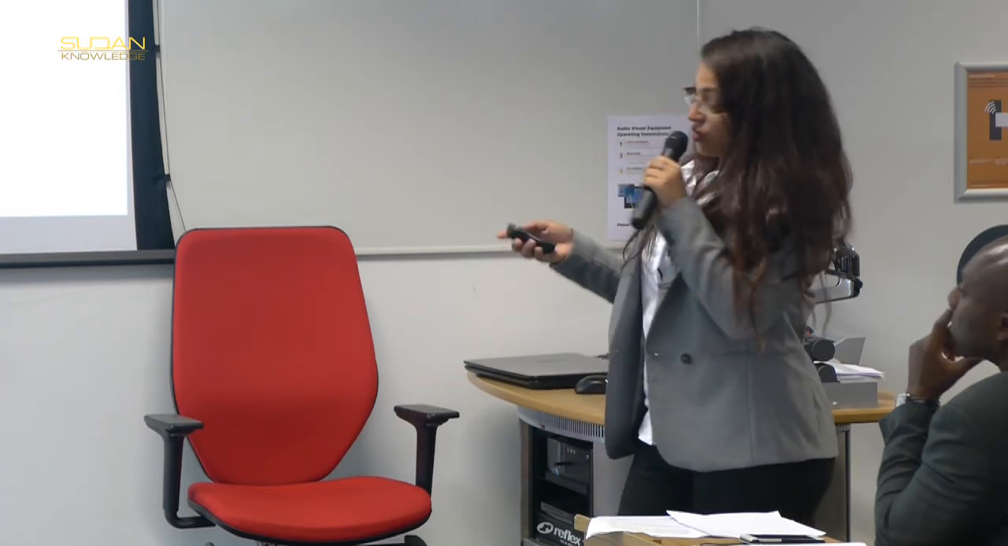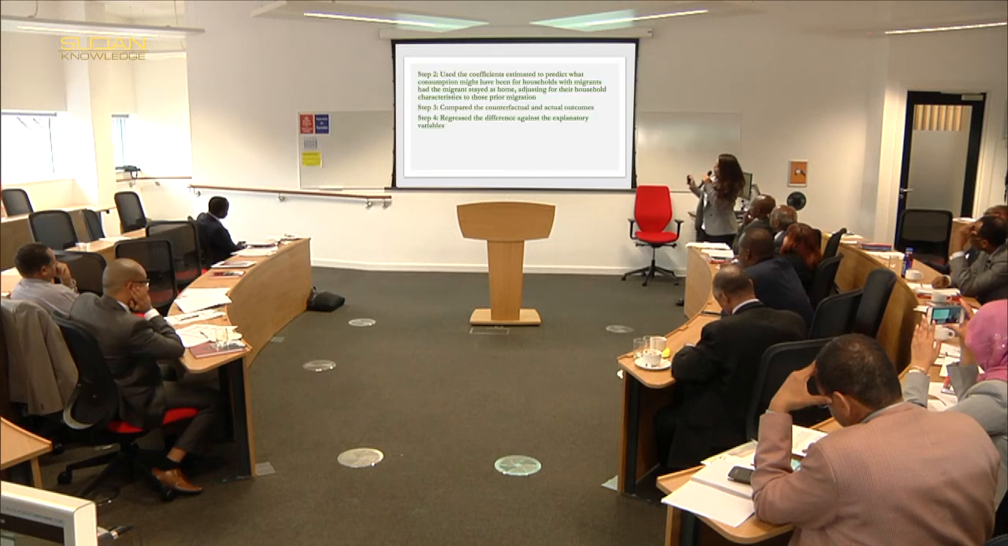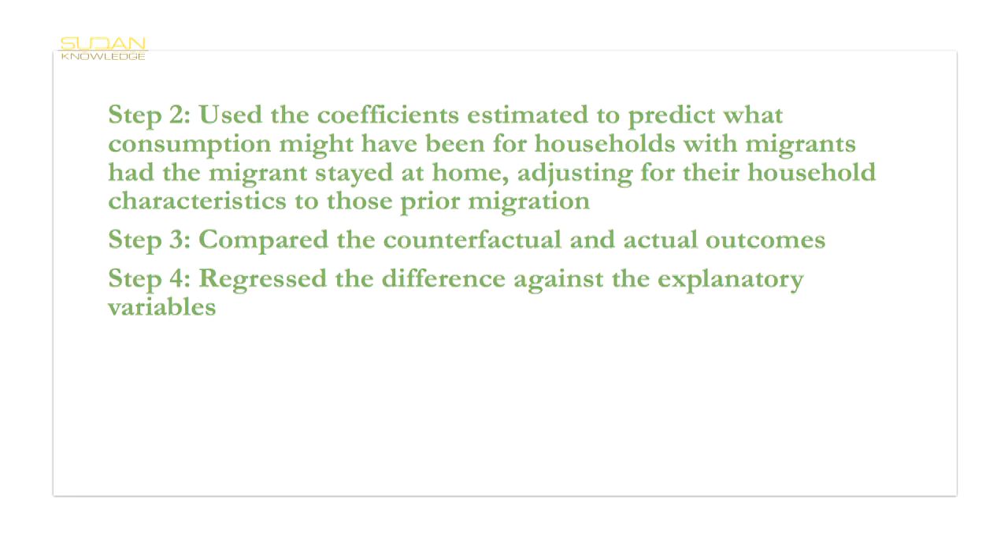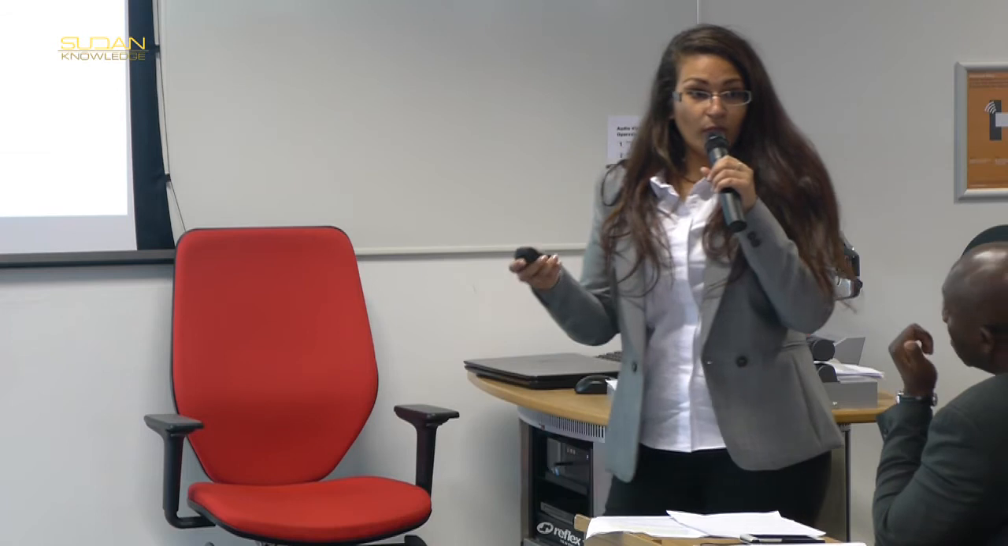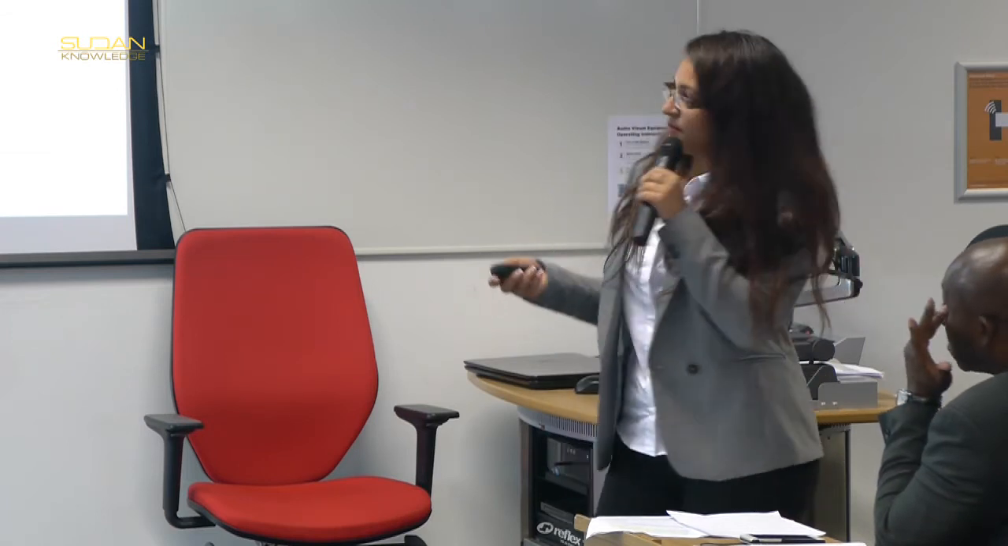And after I've done that, and I estimated this model for households with no migrants, okay? No migrants. After that, I used the coefficient estimates to predict what the consumption might have been for households with migrants had the migrants stayed at home. And when I did that, that gave me an estimate of their counterfactual consumption expenditure. And I was able to compare that counterfactual with their actual consumption expenditure to find out, well, were they better off or worse off with migration?